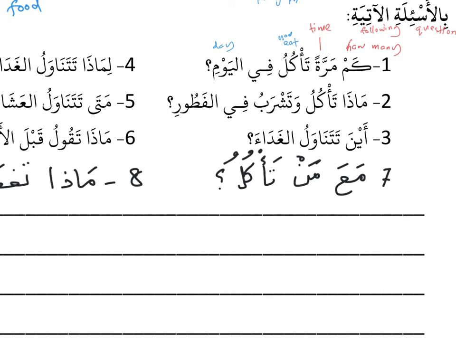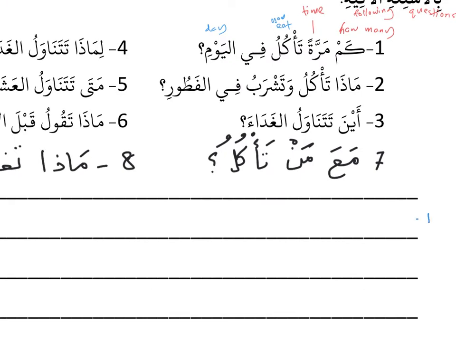So let me just write the answers to this question. Number 1, kam marratan ta'kulu fil yaum. Okay, first you look at this word ta'kulu. This is you eat. How do we say I eat? Which, of course, we will learn in the grammar lesson of the verb. But we have learned the word from the lesson. To say I eat, we say akulu. Ana akul. You can put ana in front of the word akul if you want.